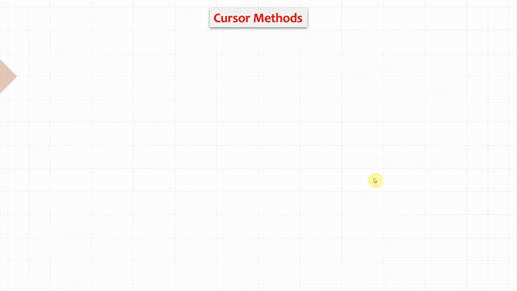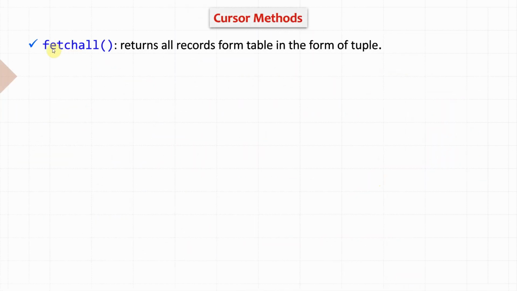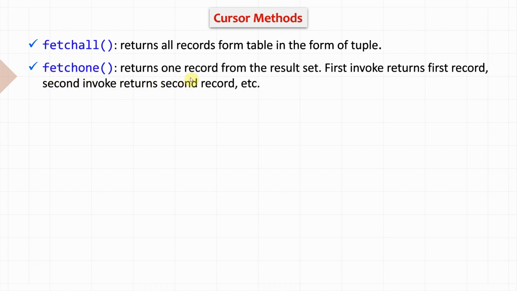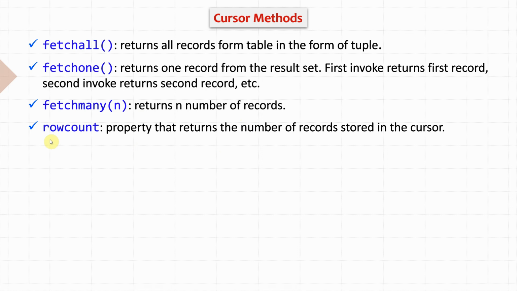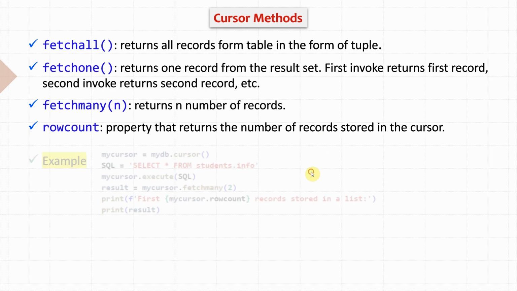The cursor object has four methods. Method fetchall returns all records from the table in a form of tuples. fetchone returns one record from the table. fetchmany(n) will return n number of tuples. rowcount is a property that returns the number of records stored in the cursor.